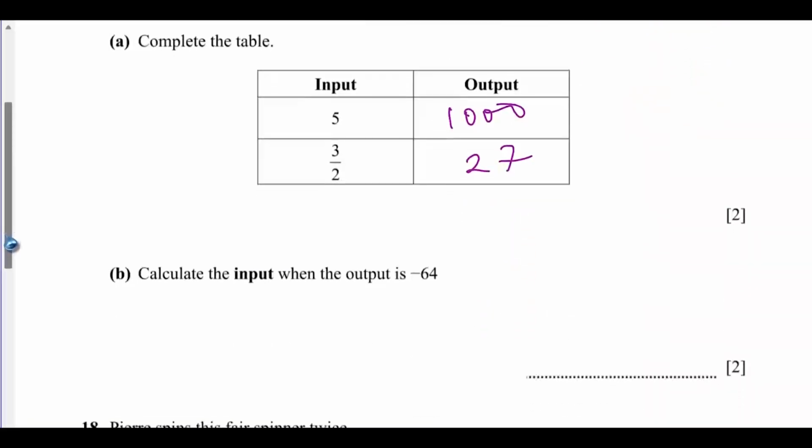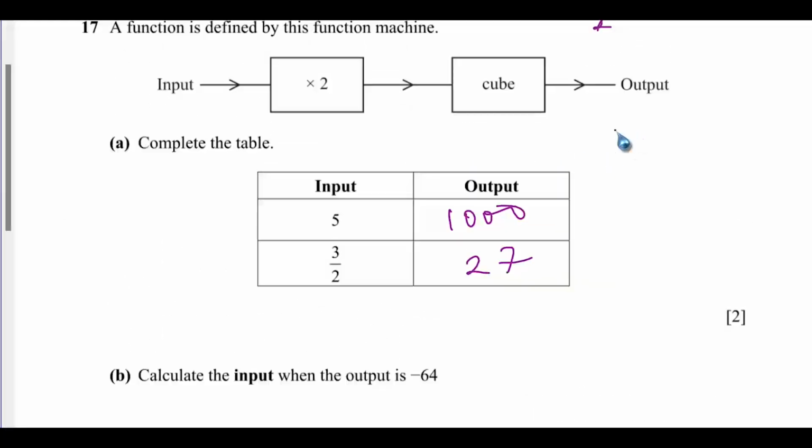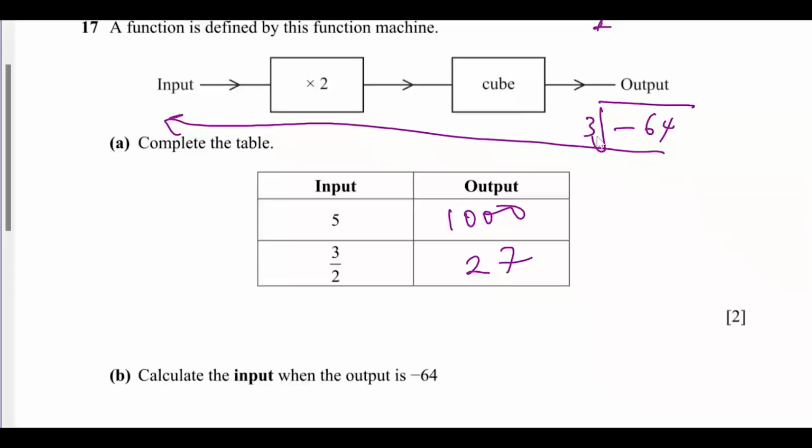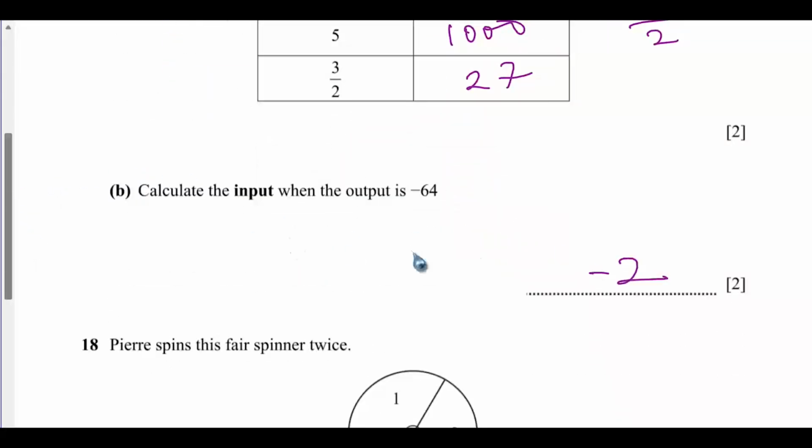So the next one here, calculate the input when the output is negative 64. So the output is negative 64. So we need to move from this side to this side now. That means we are going to need the inverse of this. The inverse of cube will be cube root. So we take cube root of negative 64, that will be negative 4. Then the inverse of multiplication will be division, so you divide by 2. That will be negative 2. Okay, so the final answer is negative 2.